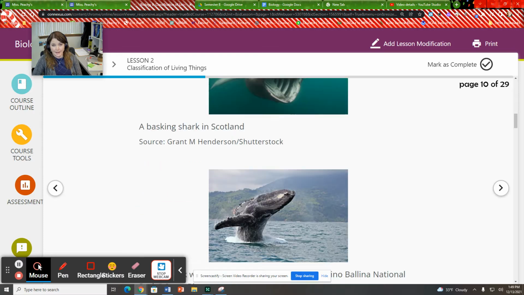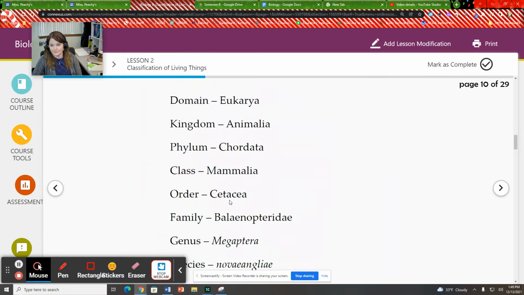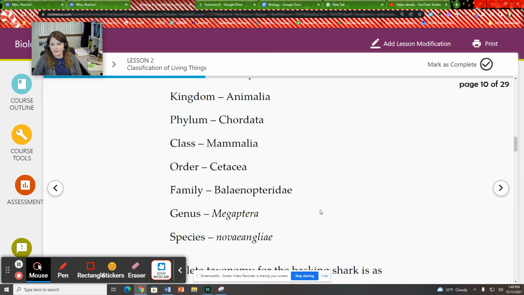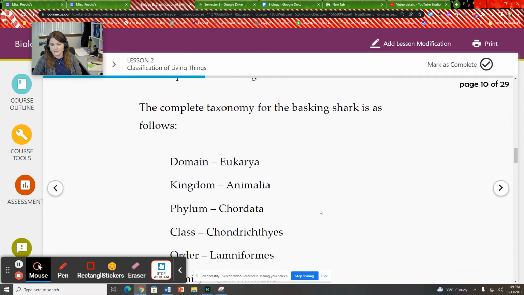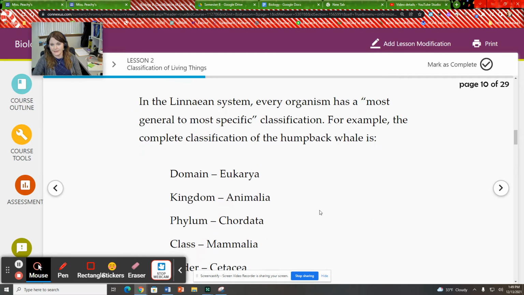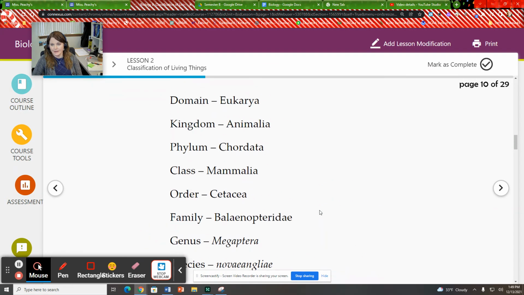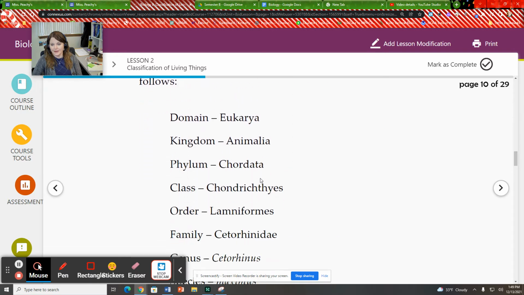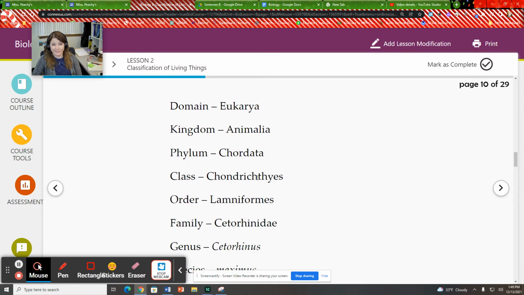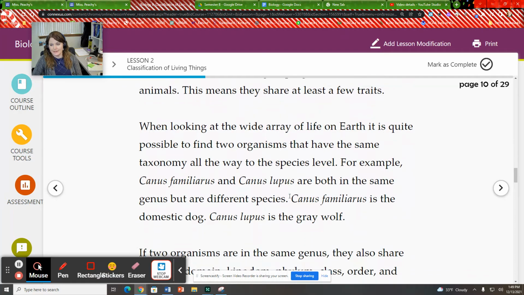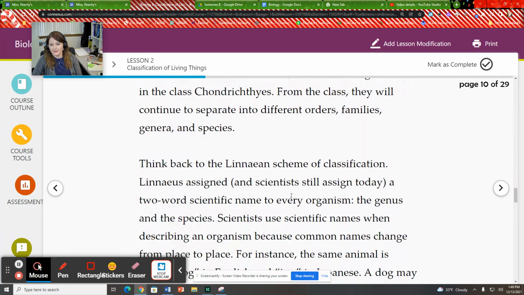We have to look beyond just appearances here. So now we have our more modern system: domain, kingdom, phylum, class, order, family, genus, and species. And we can say this is the same thing. Here's the whale. Here is our basking shark. Our whale is a mammal. Our basking shark is not. It's a fish. It belongs to the class Chondrichthyes, which is one of the classes of fish. That's what makes them different from each other, right?